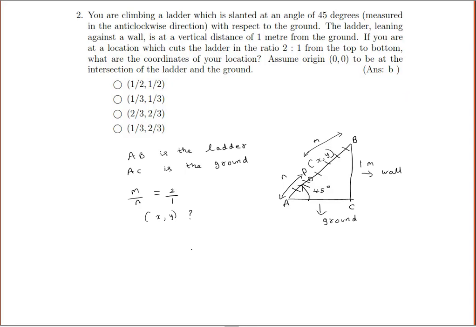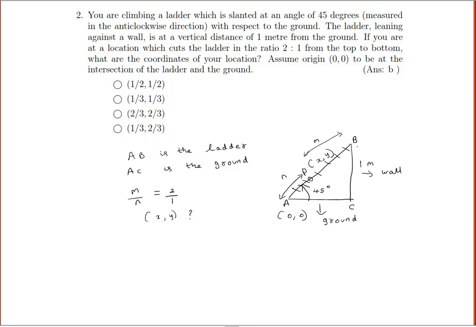So we need to know the origin. The origin is also given in the question. You can assume the origin to be at the intersection of the ladder and the ground, so the intersection of AB and AC, which is at A. So A will be given by the coordinates 0, 0. So we need to know the coordinates of B. Once we know the coordinates of B, then we can apply the concept that when a point cuts a line at P, in the ratio M is to N from BP to PA, we can solve this question.